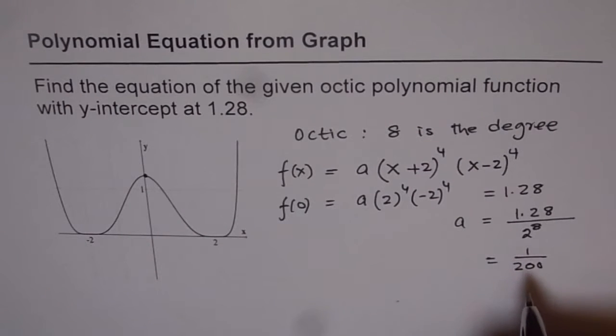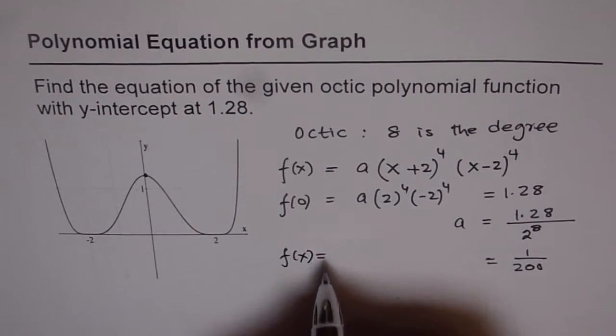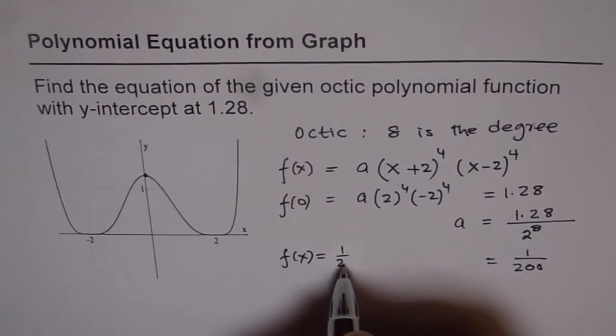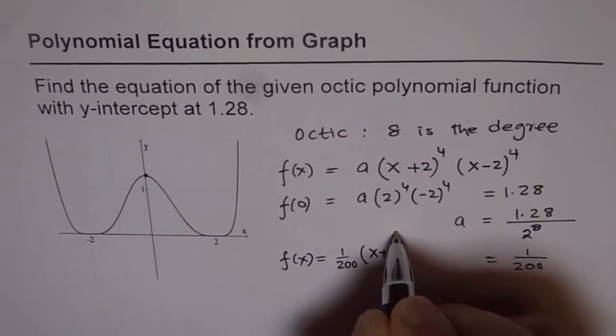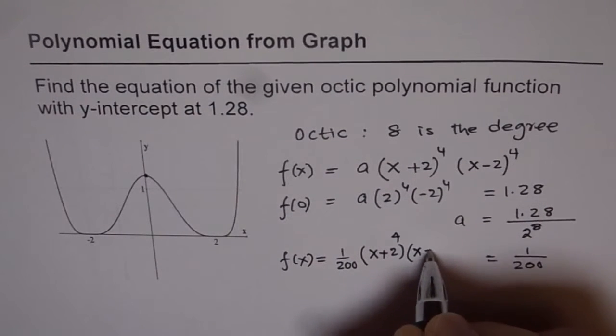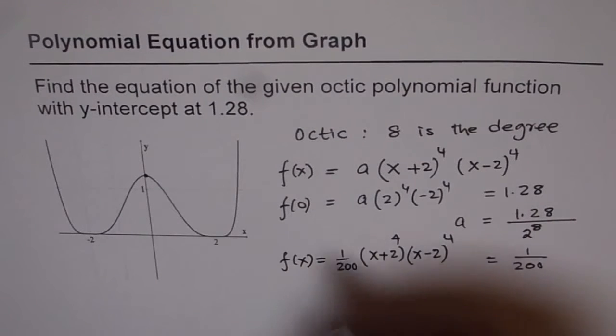Now we can write down our function, and our answer is f of x equals 1 over 200 times (x plus 2) to the power of 4 times (x minus 2) to the power of 4, right? So that becomes our answer for the given graph.